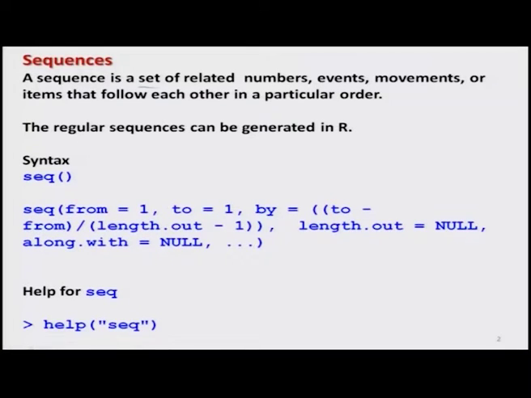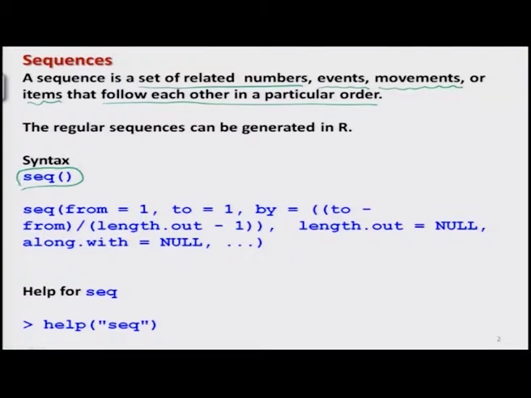So, a sequence is only a set of related numbers. If you try to extend this definition more, then this can be a sequence of events, movements or even some items, and the important part is that they always follow each other in a particular order. That means the values which are following it and the values which are followed by, they are arranged in a particular order.